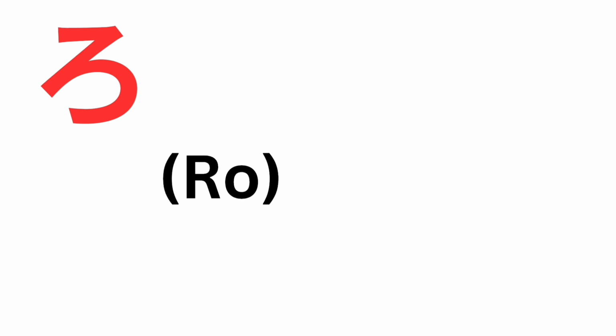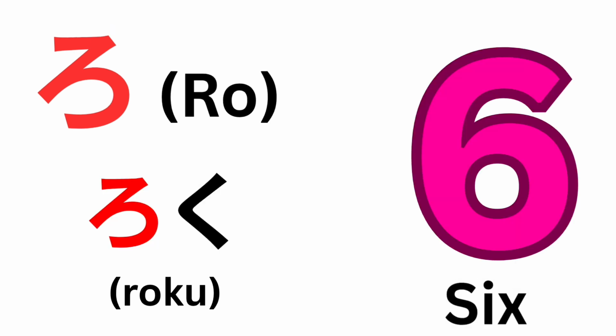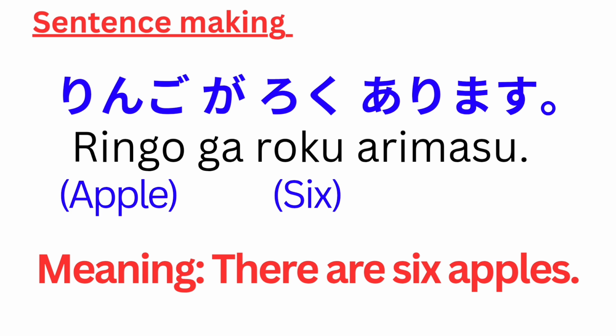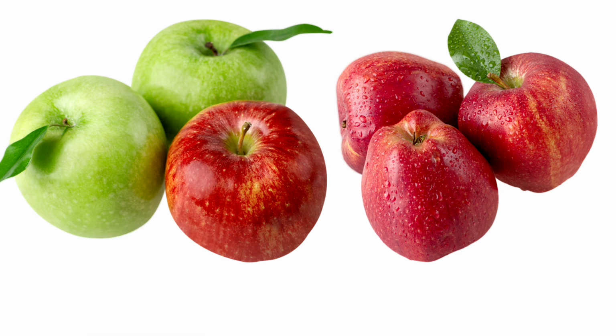Next hiragana, ro. Ro. Example word: roku. Roku means 6. Example sentence: Ringo ga roku arimasu. There are 6 apples.